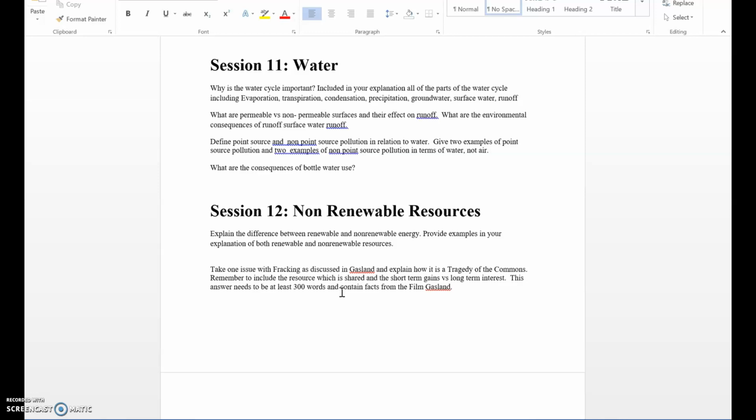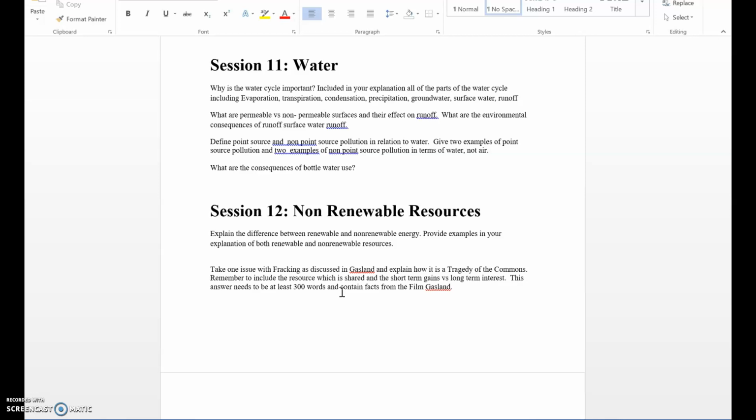All right, session 12 is non-renewable resources. I want you to explain the difference between renewable and non-renewable energy and provide examples in your explanation of both renewable and non-renewable resources. So I want you to explain what the difference is between the two. Why is one called renewable and why is the other called non-renewable? You can find that answer in your textbook.